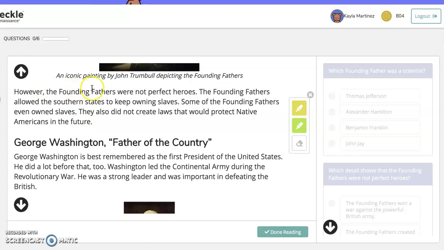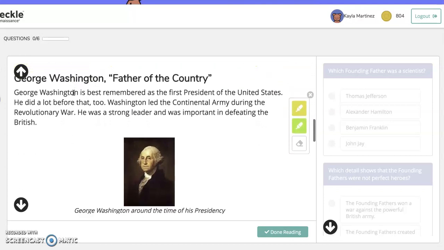However, the Founding Fathers were not perfect heroes. The Founding Fathers allowed the southern states to keep owning slaves. So they weren't the best, and they did make mistakes. Some of the Founding Fathers even owned slaves. They also did not create laws that would protect Native Americans in the future. So they definitely had some flaws. They didn't do everything perfectly.